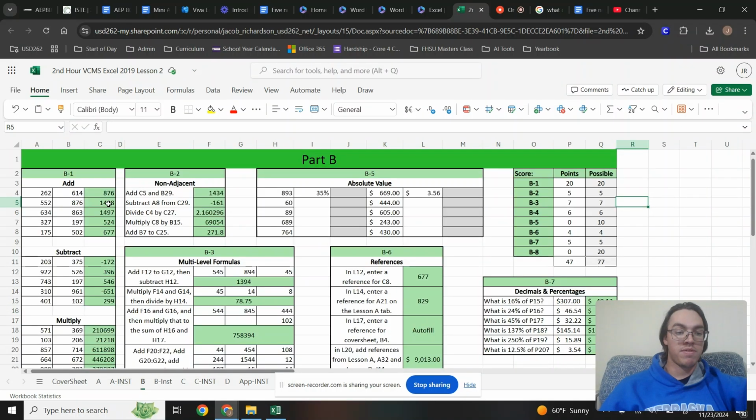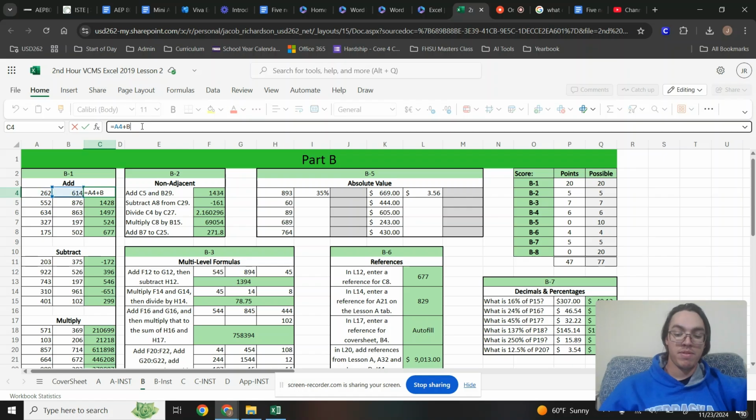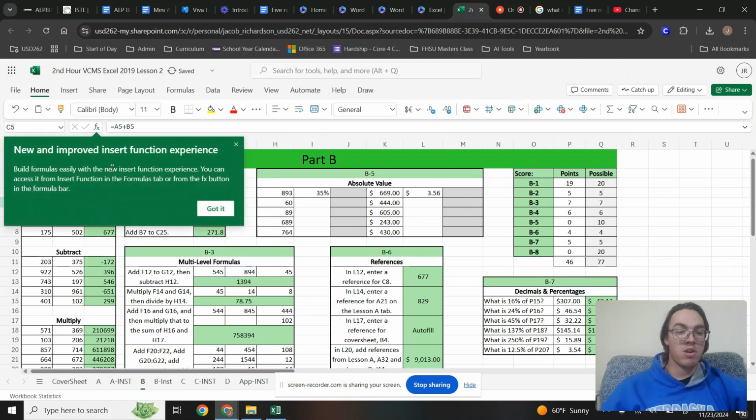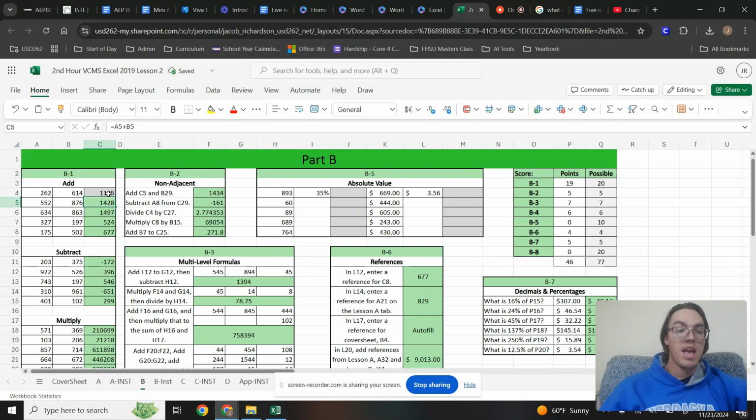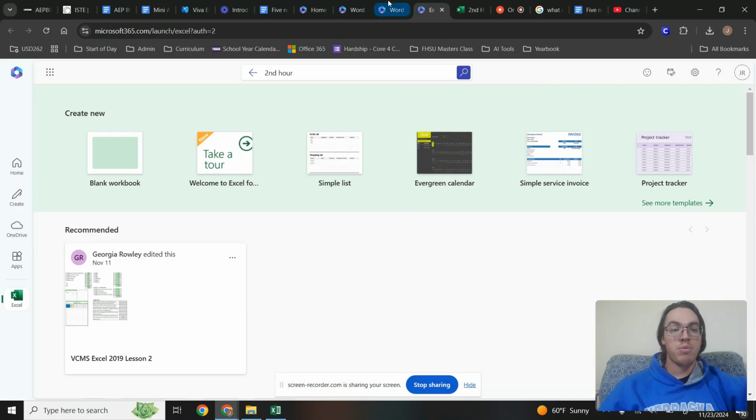Same with the formulas. I had them add formulas up here, A4 plus B4. But if they did, I don't know, B6, if they did the wrong one, it would highlight gray. So this is one of the ways that I taught students how to use Microsoft Excel and Word and PowerPoint in the classroom.